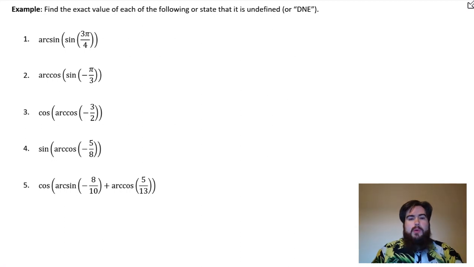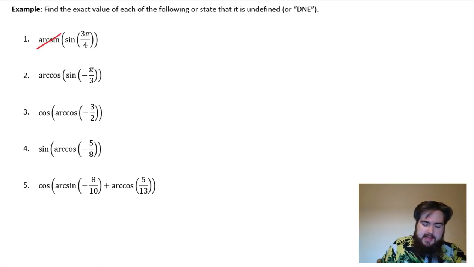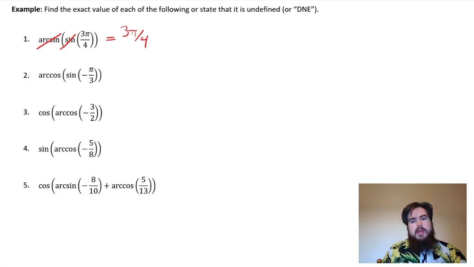In this example, we are going to find the exact value of each of the following, or state that it is undefined. Starting with the first one, arc sine of 3 pi over 4. Now, when dealing with inverse functions applied to the original function, a lot of people are tempted just to cancel out these functions and say that the answer is just 3 pi over 4.